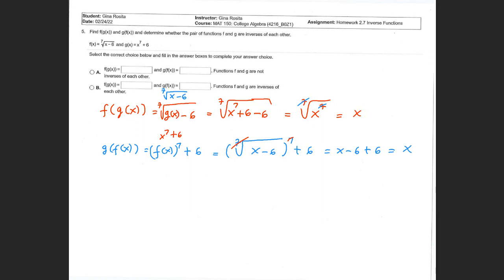So which one do you choose over here? The second one, B. So you have to fill out B over here. The answer for this is x, because functions f and g are inverses of each other. Now go to the next one.